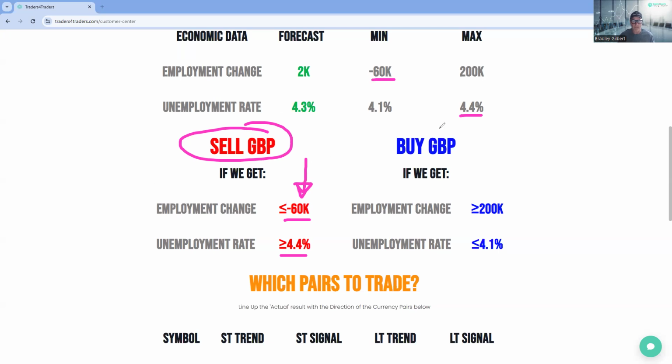If we just get stronger numbers, okay, so employment change greater or equal to 200K, and the unemployment rate less than or equal to 4.1, well, you're going to be buying sterling, right? And that's just how simple it is.